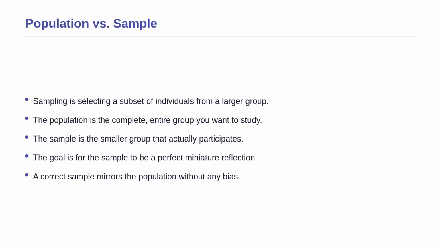Now that we understand the basic intuition, let us define our terms formally. In research methodology, sampling is the systematic process of selecting a specific subset of individuals from a larger statistical group. We call this complete, entire group the population. It includes every single person or item you want to draw conclusions about. The sample, on the other hand, is the smaller, selected group that actually participates in your study. The primary goal of any sampling method is to ensure that this smaller group is a perfect miniature reflection of the larger population, completely free of bias.